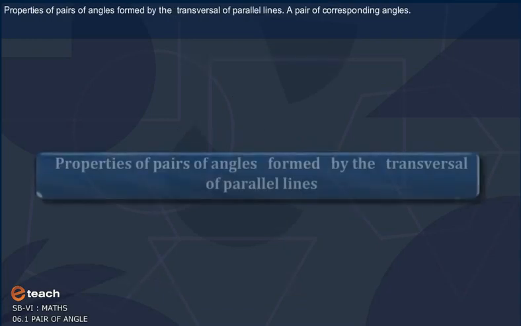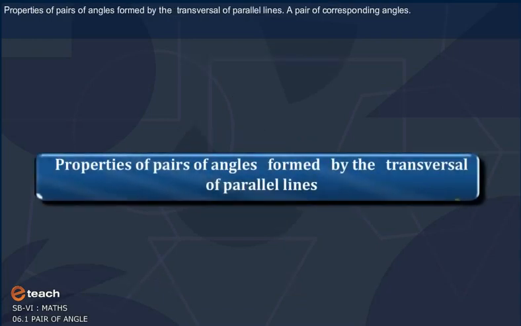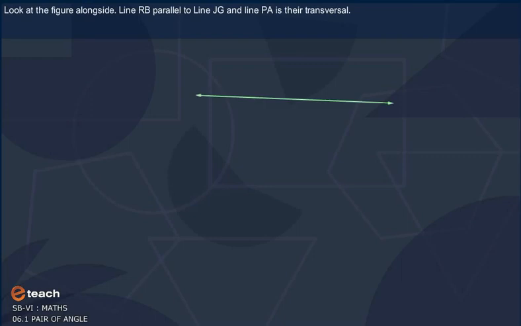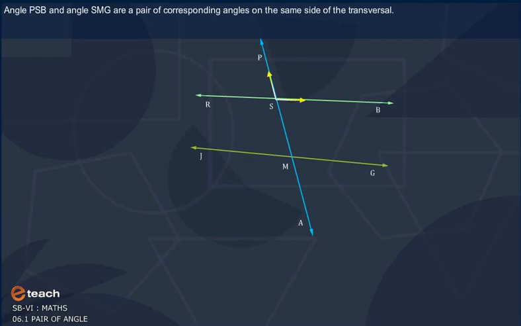Properties of pairs of angles formed by the transversal of parallel lines. A pair of corresponding angles. Look at the figure alongside. Line RB is parallel to line JG and line PA is their transversal. Angle PSB and angle SMG are a pair of corresponding angles on the same side of the transversal. The measures of angles in each pair of corresponding angles formed by a transversal of parallel lines are equal.